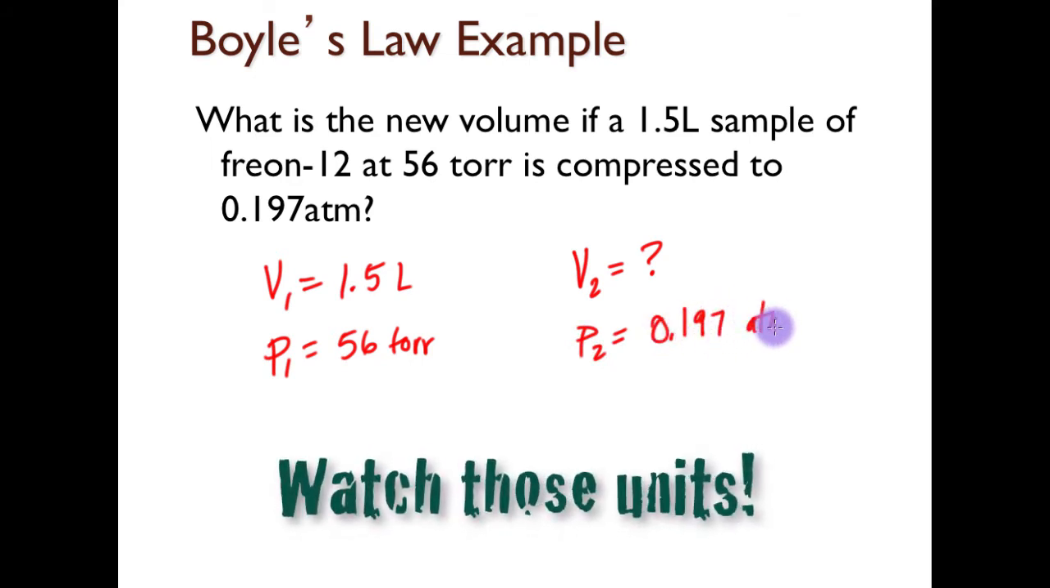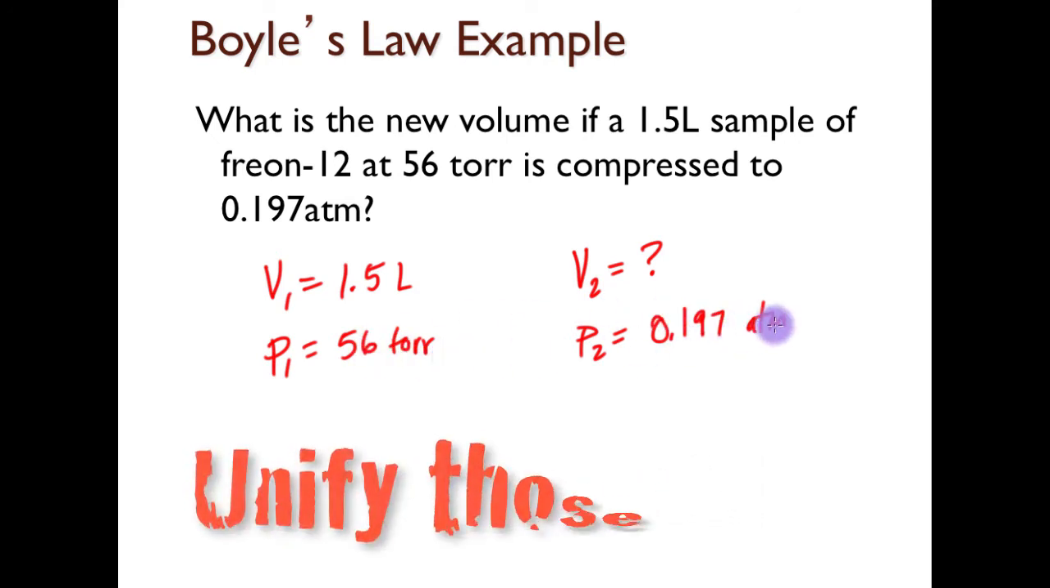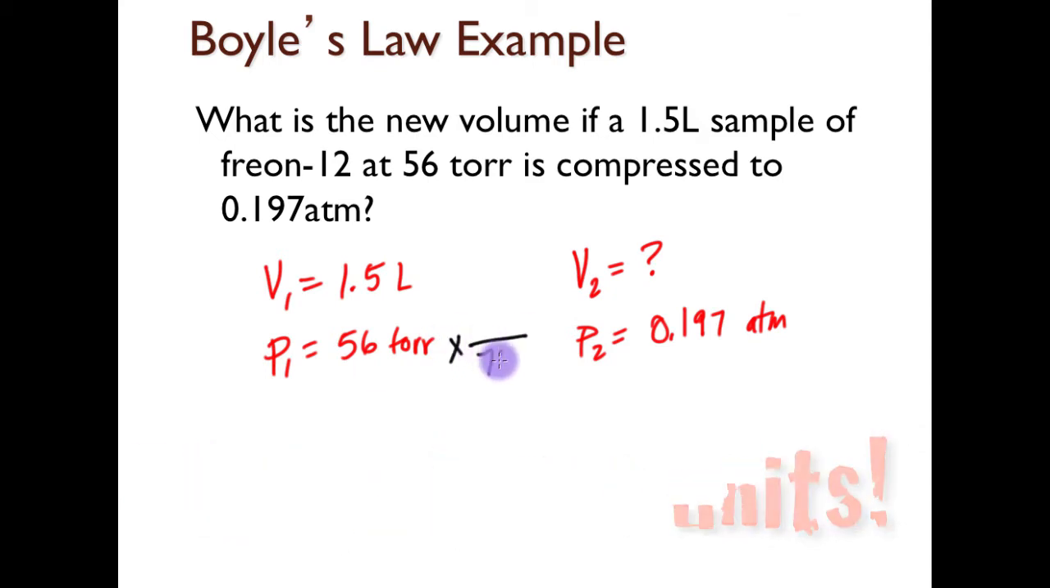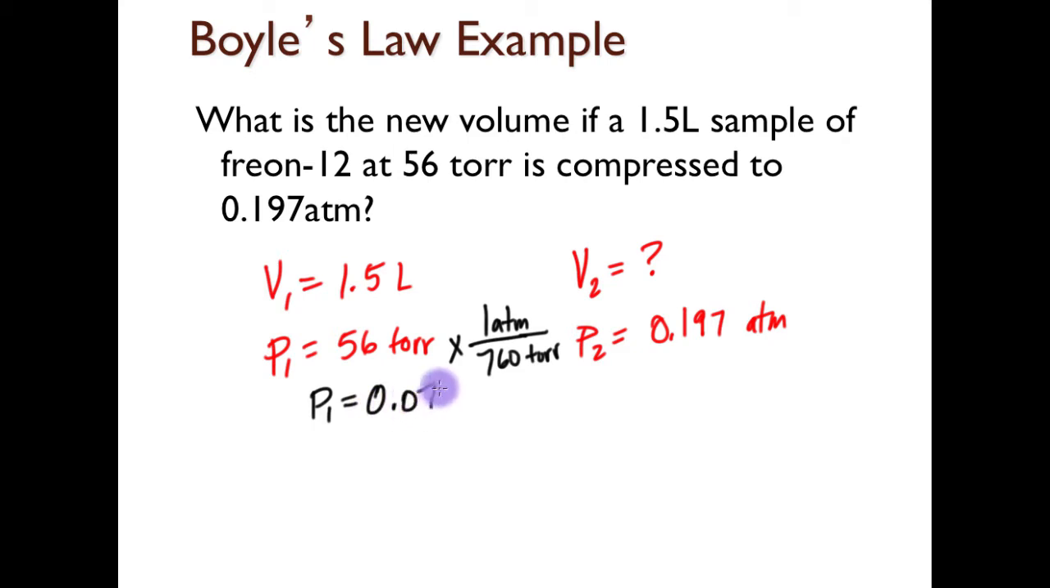0.197 atmosphere. Here's a problem, because I have two different pressures in two different units. I'm going to have to unify those units and get them to match. To do that, I'm going to use 760 torr and put 1 atm at the top. If I do that, I find that my pressure 1 is equal to 0.0737 atmosphere. So that's my original pressure in atm.